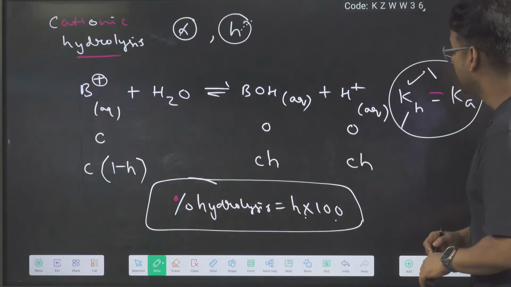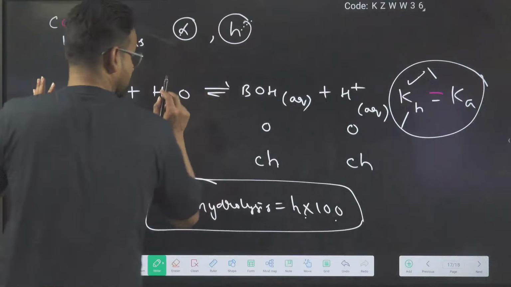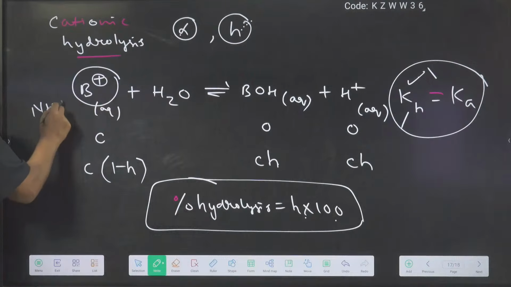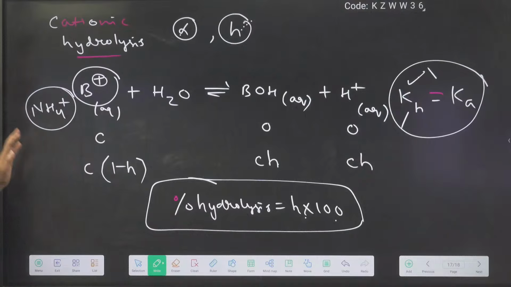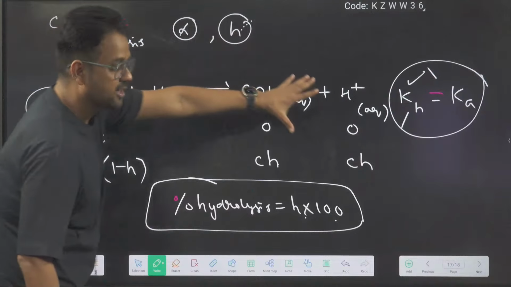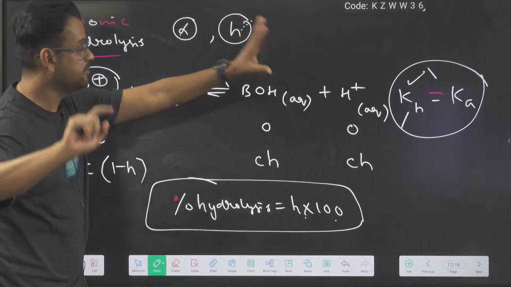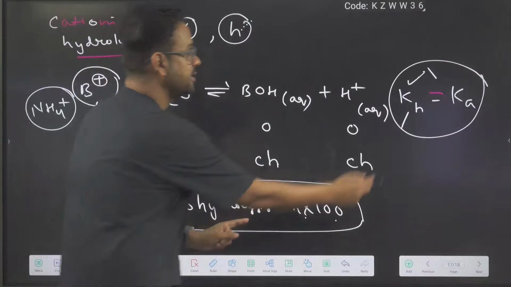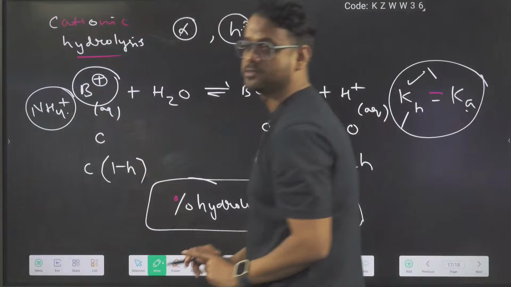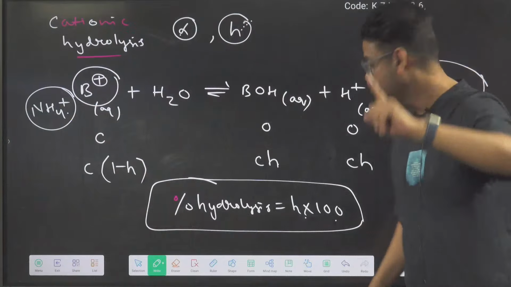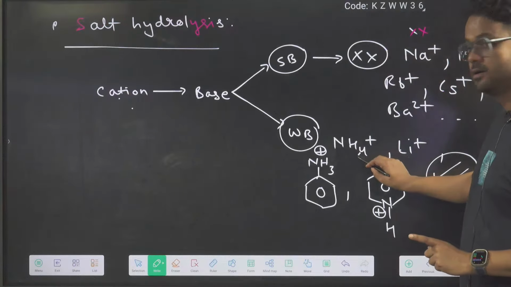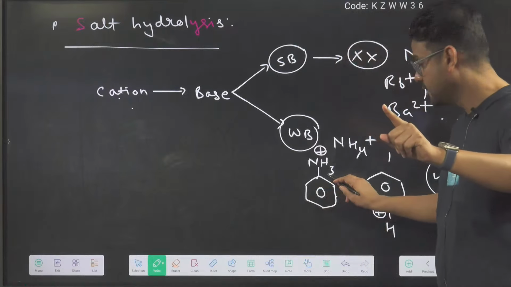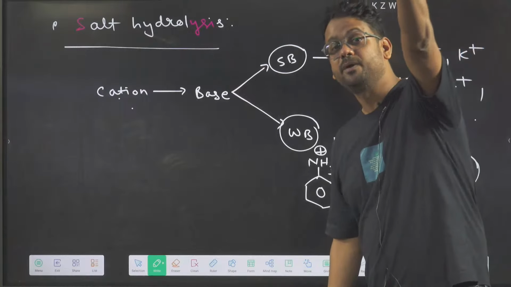But here comes the important part. Suppose for a moment, everybody, this cation is NH4 plus. NH4 plus is behaving like a weak monoprotic acid. But most of the time in the questions, you will not be given the Ka of NH4 plus. You will be given the Kb of ammonia. Similarly, if the question is of pyridinium, you will not be given the Ka for this. You will be given the Kb of pyridine.